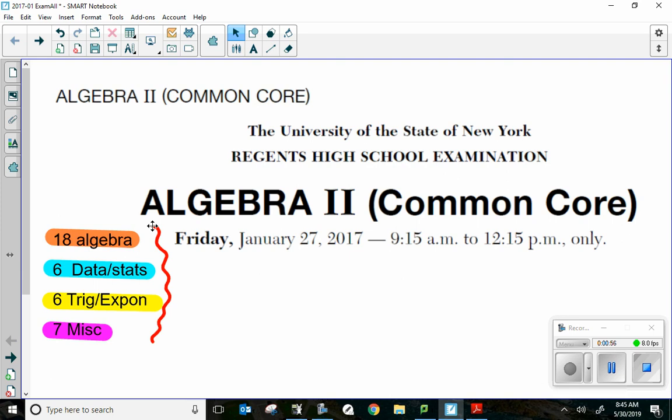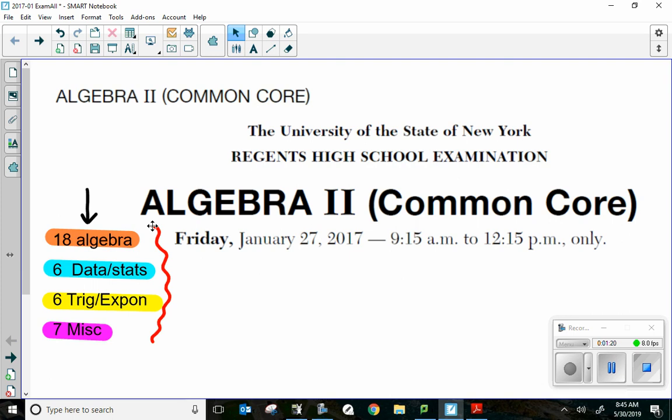This test in particular, you are going to see some problems where the problem number is highlighted in this orange. That would be something I classify as an algebra type problem, heavy algebra. Highlighted in blue will be data and stats. Yellow is trig or an exponential. And 7 of these problems fall into what I would highlight under purple as miscellaneous. It's not those 3 other groups.